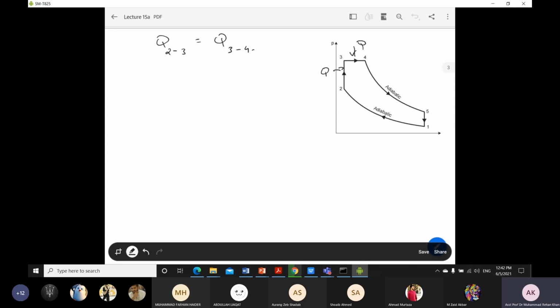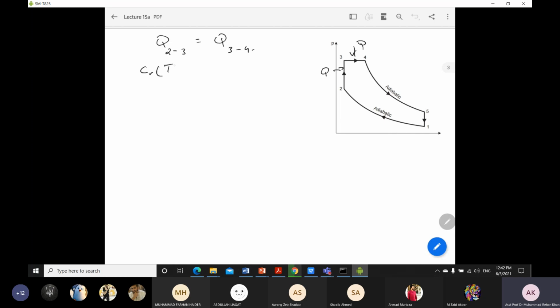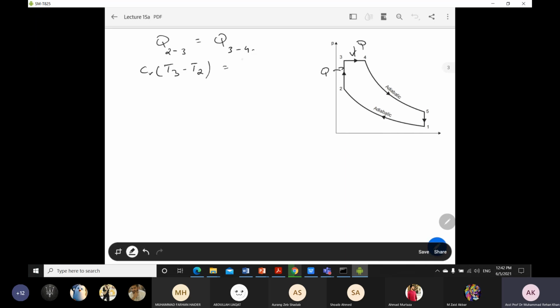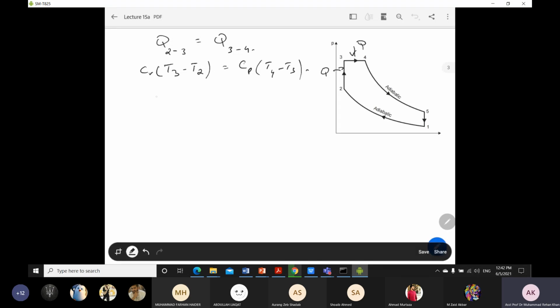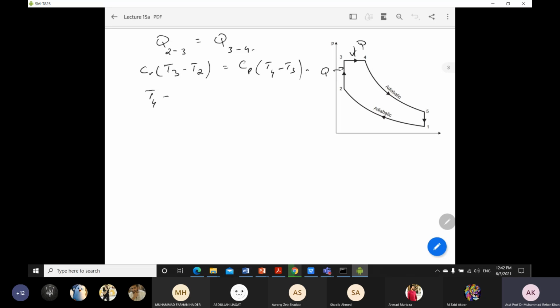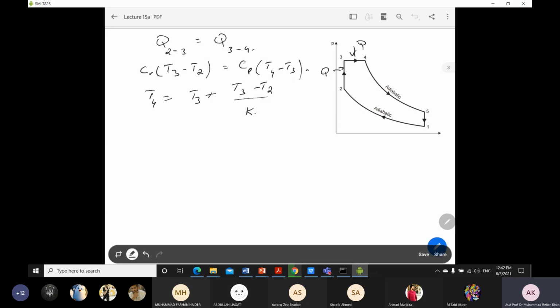So Q23 is equal to Cv (T3 minus T2), which is equal to Q34, which is a constant pressure process, so Cp (T4 minus T3). If we solve it for T4, it turns out that T4 is equal to T3 minus (T2 over k), because Cp over Cv is equal to k.